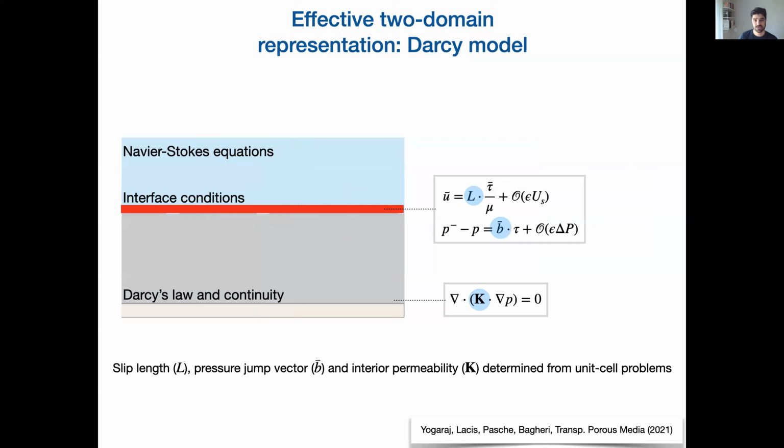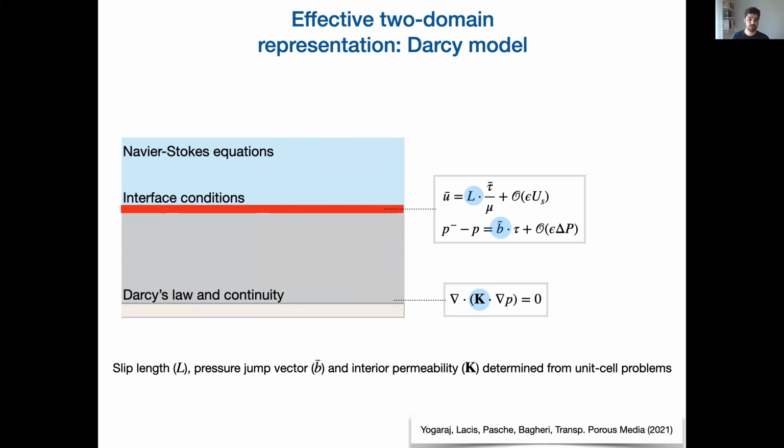So there are different approaches to accomplishing this. One of them is what we call the two-domain representation or effective representation, and one is based on a Darcy model. So you have your Navier-Stokes equations for the free flow above the porous material, and then you have the Darcy law in the porous material, which together with continuity gives some sort of a Laplace equation for pressure, as you can see there at the bottom right.